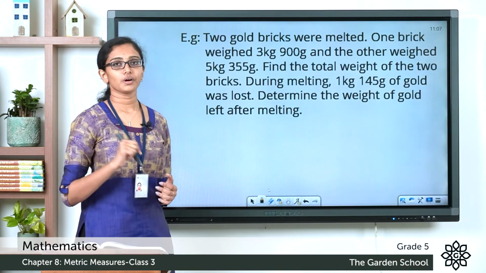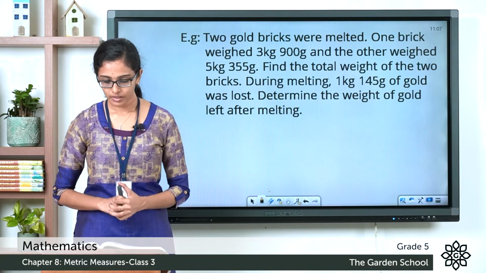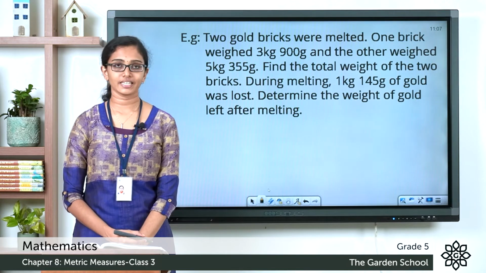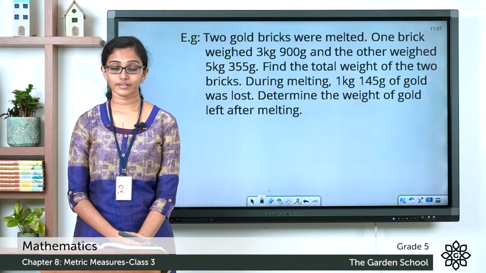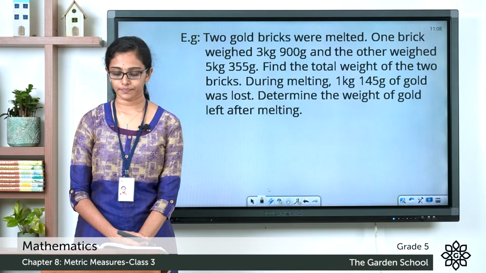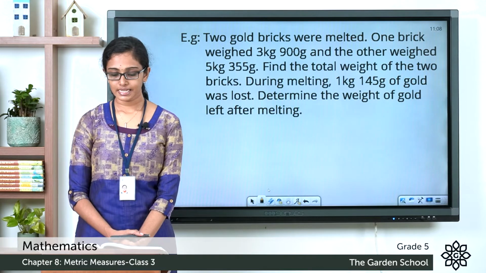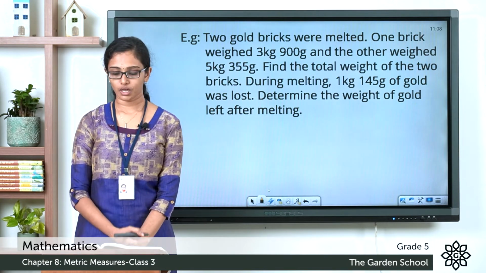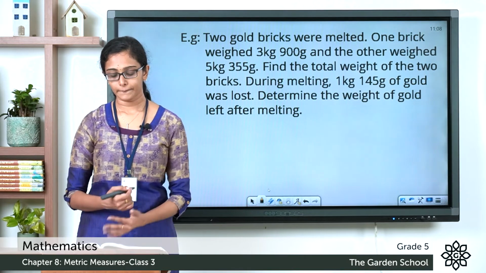Now we'll see one word problem. This is from your textbook, page number 131. Two gold bricks were melted. One brick weighed 3 kilogram 900 gram and the other weighed 5 kilogram 355 gram. Find the total weight of the two bricks. During melting, 1 kilogram 145 gram of gold was lost. Determine the weight of gold left after melting.